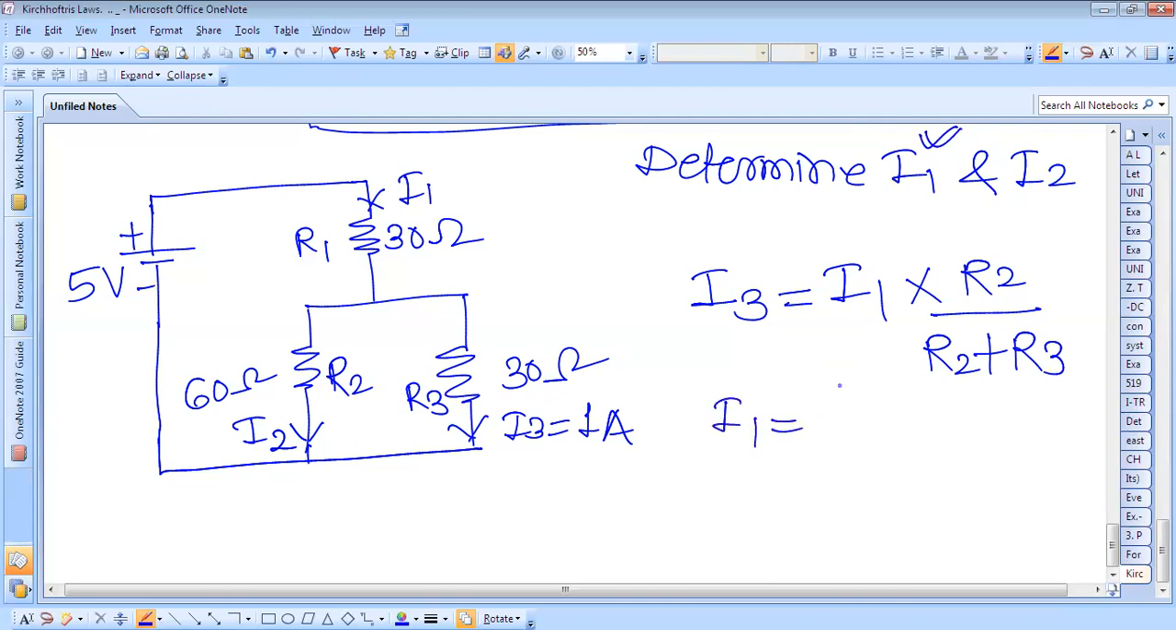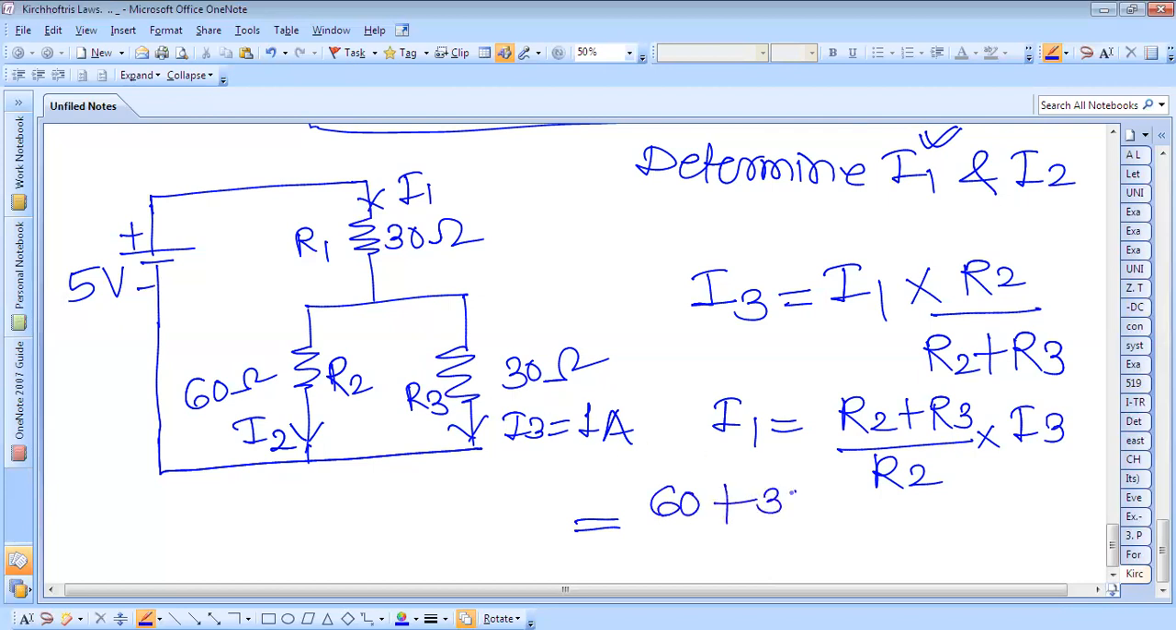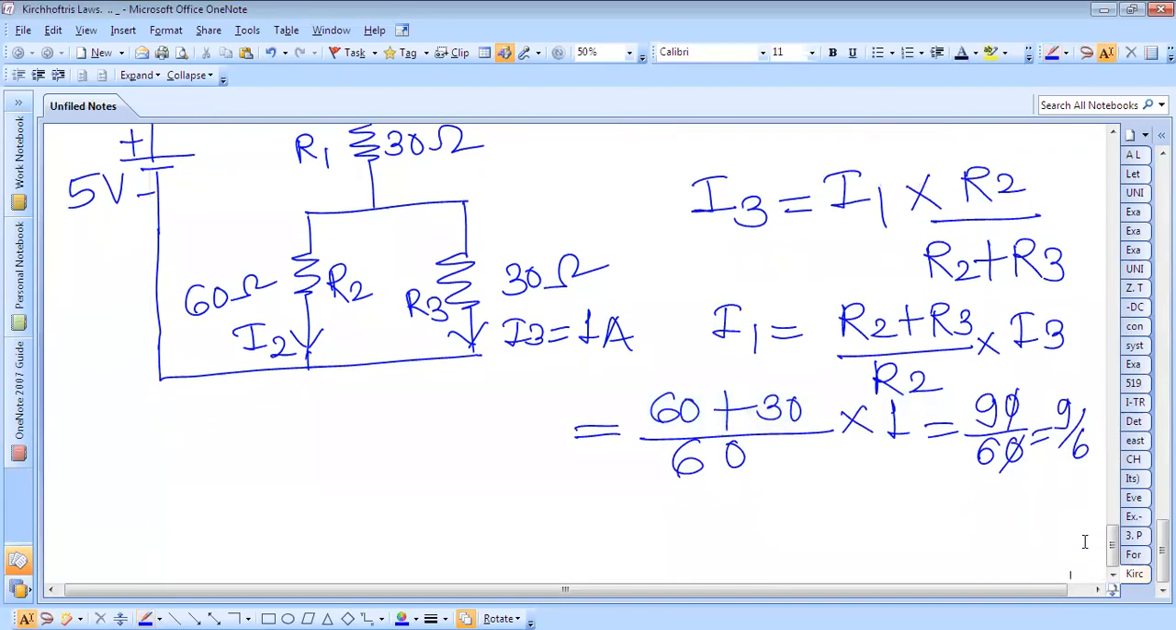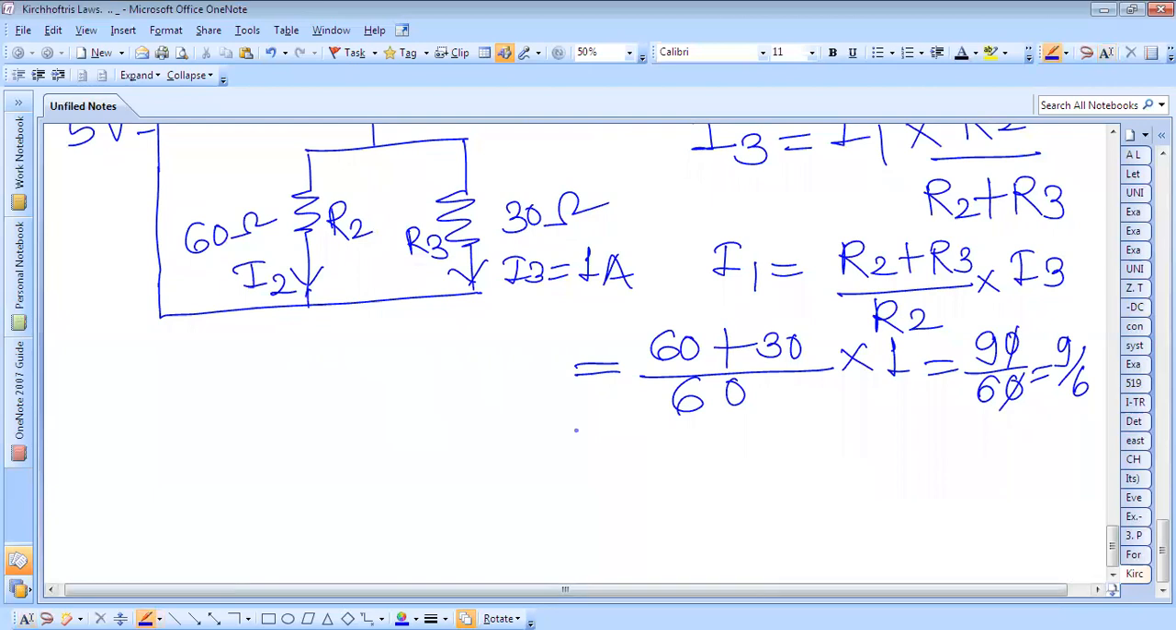I1 is equal to (R2 plus R3) by R2 into I3. I3 is given, R2 is given as 60, R3 is given as 30, R2 is again 60, and I3 is 1 ampere. So it is 90 by 60, which is 9 by 6, and this comes to 1.5 ampere.